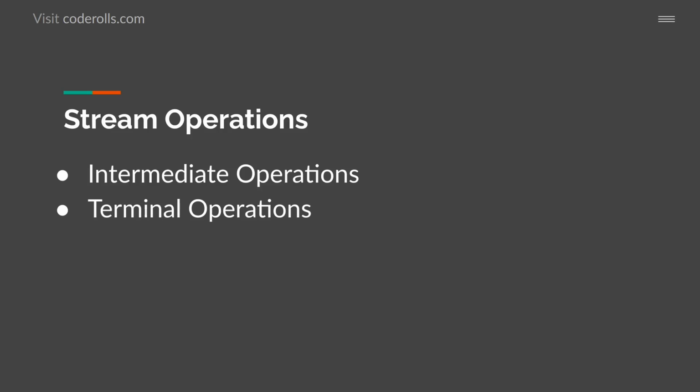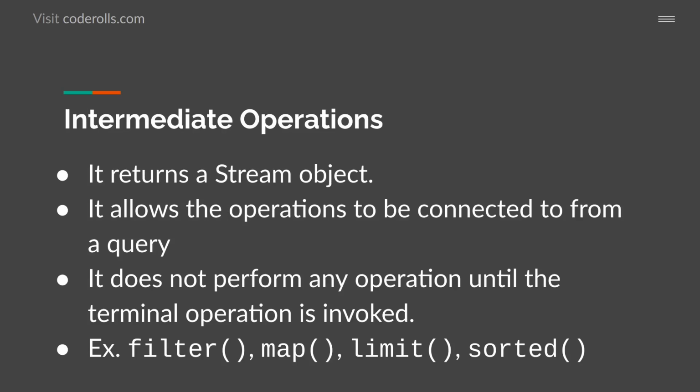Now, when we are talking about operations, there are two types of operation, and in this particular video, we will check these two types. The first one is intermediate operation and the second one is terminal operation. So we will check one by one what the intermediate operations and the terminal operations are. First, we will check the intermediate operation.